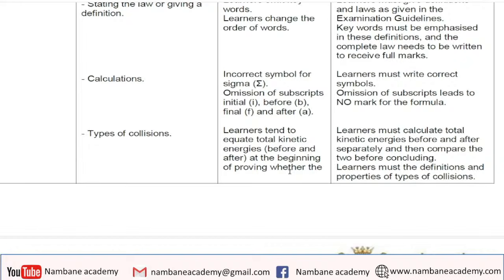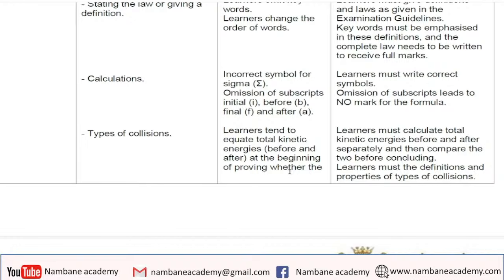Once you do that, you have already concluded that the collision is elastic. Again, one of the properties of an elastic collision is that the total kinetic energy before collision is equal to total kinetic energy after collision. So once you start by doing that, then to us, you say the collision is elastic. There's no need for us to even look at your calculation any further. You have already concluded, you have already answered our question.